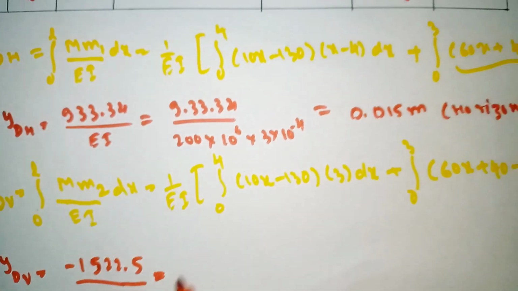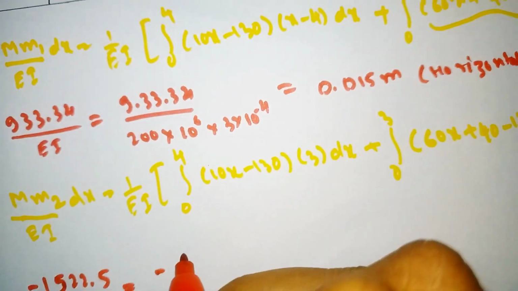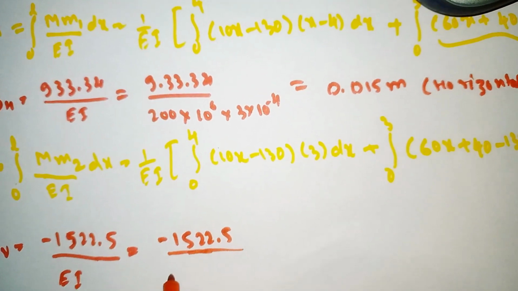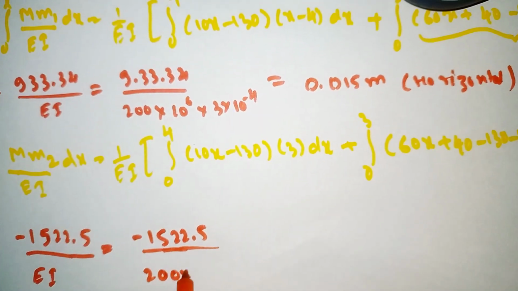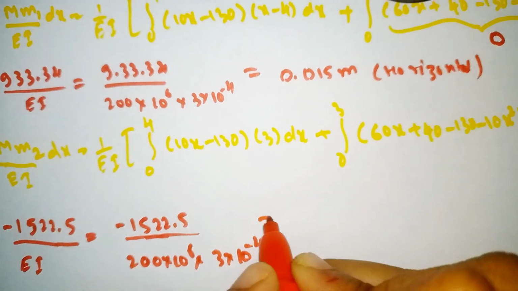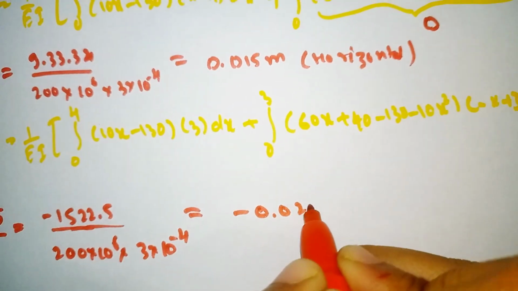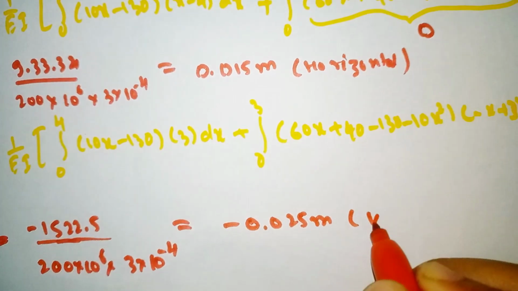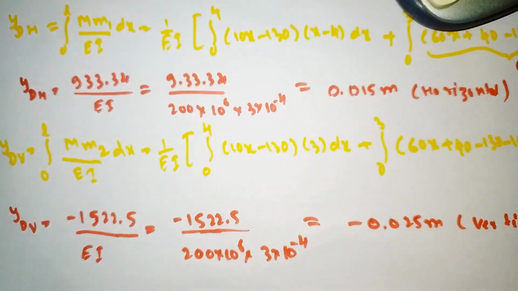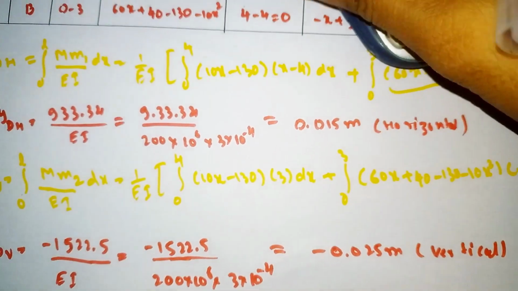divided by EI. Now substitute the EI value here. So I will substitute minus 1522.5 divided by the E value we calculated, 200 into 10 to the power of 6, into the I value, 3 into 10 to the power of minus 4. So solve it. It will come out as minus 0.025 meter. This is the vertical deflection. So this is how we need to find the horizontal and vertical deflection. So here our problem ends.